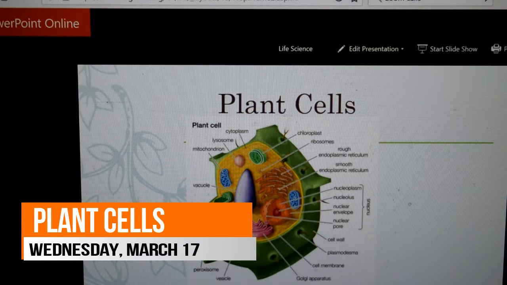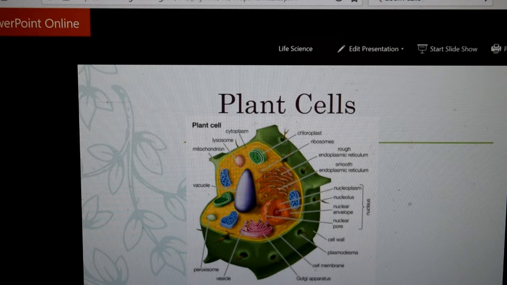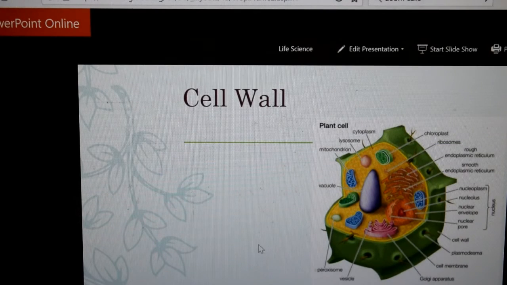All right, guys, as I promised, we are looking at plant cells today. To some extent, they're going to be the same. They look different, but they have the same parts. But there's one big key difference with the plant cell. When we look at this picture of a plant cell, there's the yellow part and the green part.